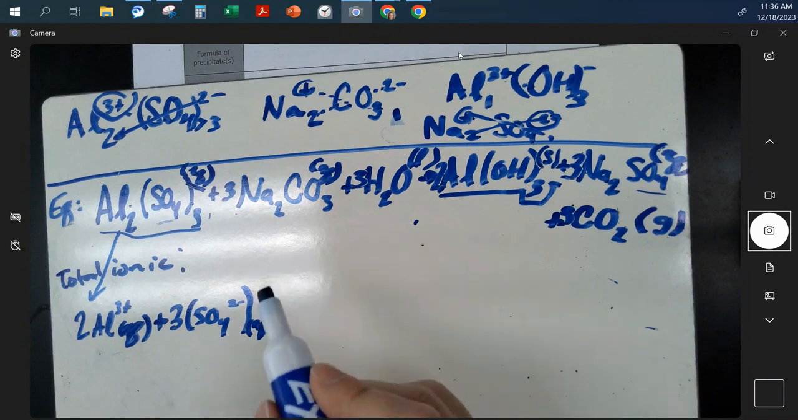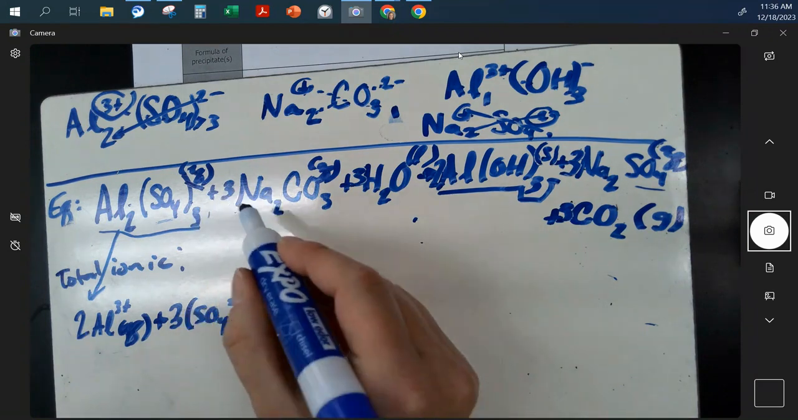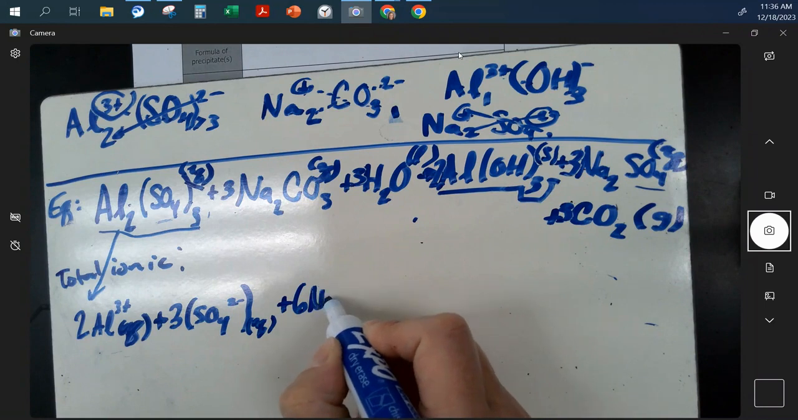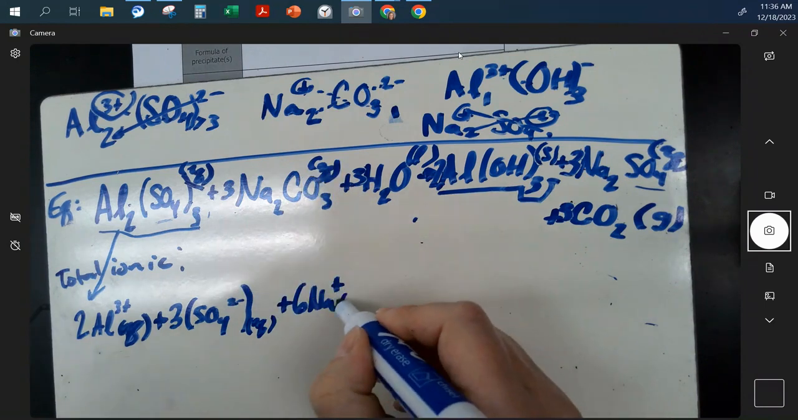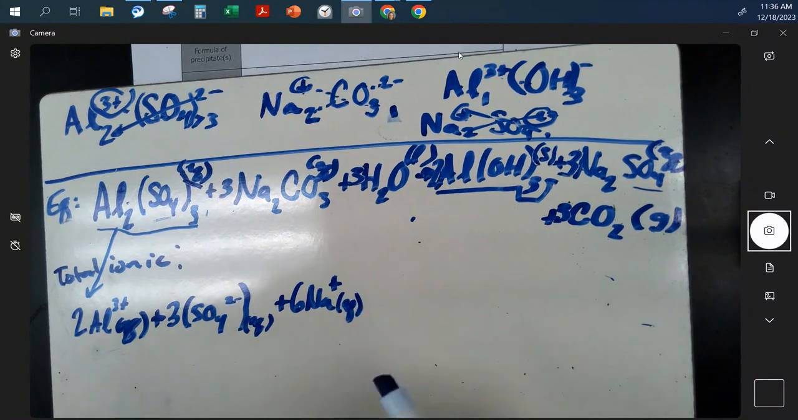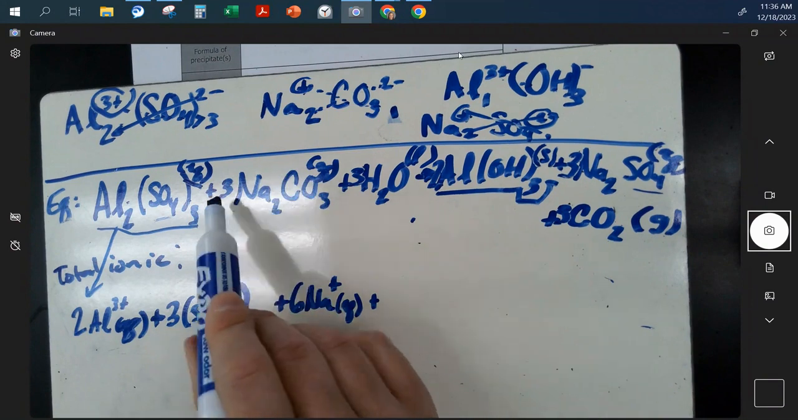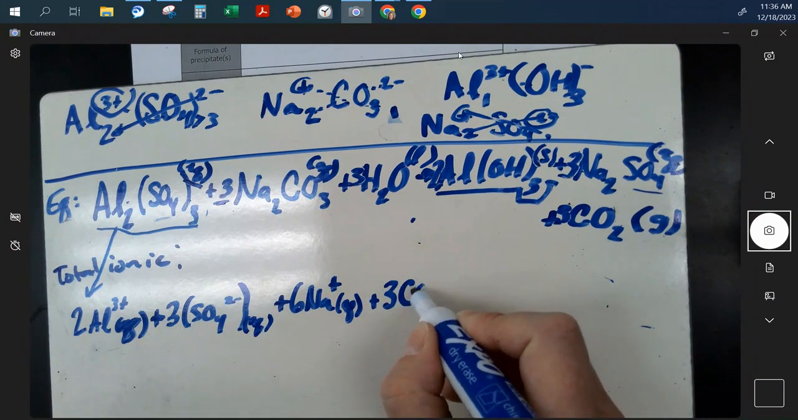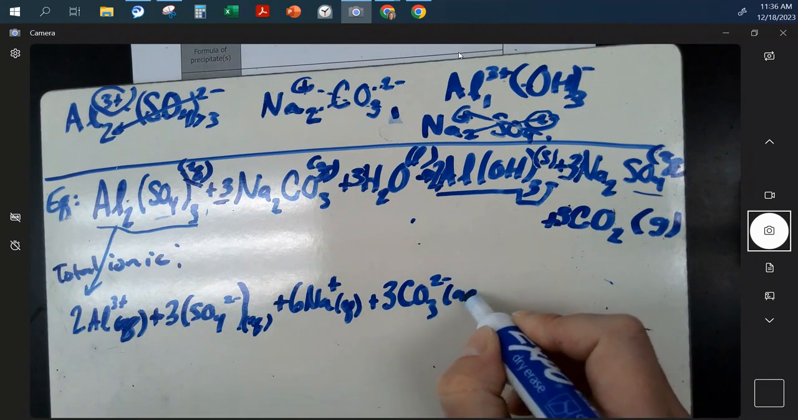Okay, this gets kind of messy and long, so I think I might do one side and then the next side. The next one, I have 3 times 2, that's 6. I have 6 sodiums, 6 Na pluses. This is aqueous, so it can break into its ions. Plus, we got 3 carbonates, CO3 2 minus, that's going to break into its ions, and that's aqueous.